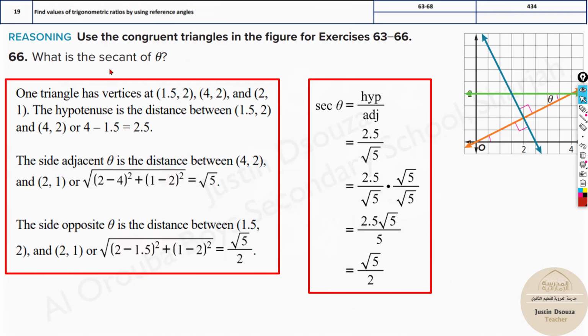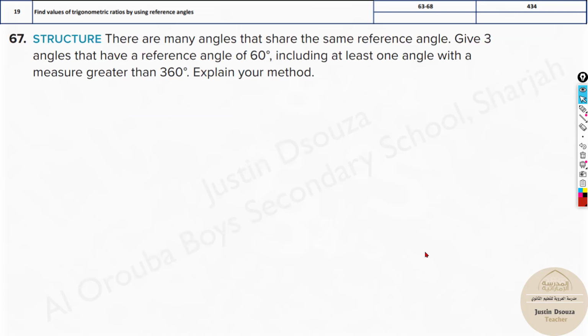Secant is 1 by cos, and cos is adjacent by hypotenuse, which makes hypotenuse go up. So that's the secant formula. Substitute and you'll get the answers. Now this one is interesting. There are many angles that share the same reference angle.